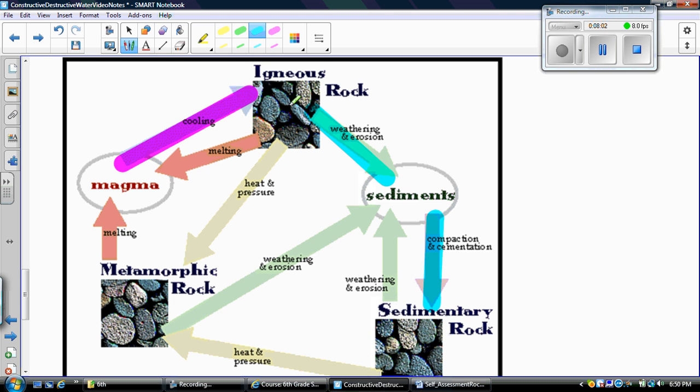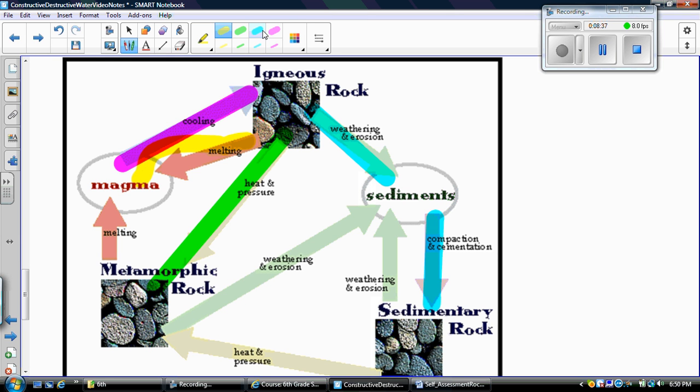An igneous rock can also turn into a metamorphic rock. It will turn into a metamorphic rock if heat and pressure are applied to that igneous rock. Heat and pressure change the chemical makeup of that igneous rock into a metamorphic rock. So that's how an igneous rock can turn into a sedimentary rock or a metamorphic rock. It can also go back to magma. An igneous rock can melt and turn right back into magma.